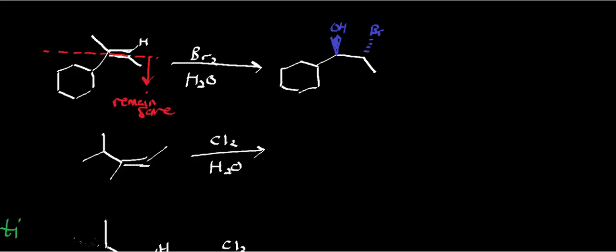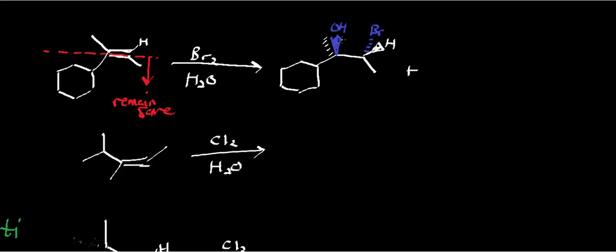Okay, and then everything else I'm just going to fill in. This is the methyl group that remained there. So it obviously has to be on a dash because this is a wedge and this is in the plane. This hydrogen right here has to be on a wedge because the bromine is on a dash. Okay, and that's how you go about predicting that product.